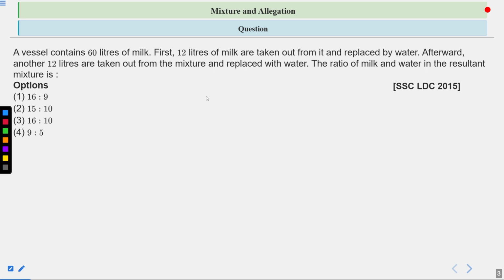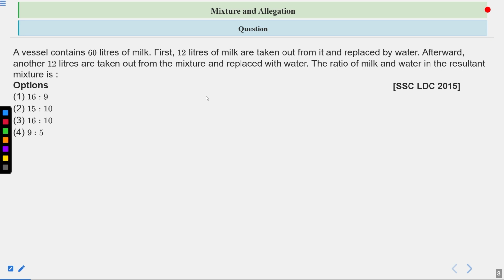Now see the question. Question says that a vessel contains 60 liter of milk. First 12 liter of milk are taken out of it and replaced by water. Afterward, another 12 liter are taken out from the mixture and replaced with water. The ratio of milk and water in the resultant mixture is? This question was asked in the SSC LDC exam in 2015. So there are four options.